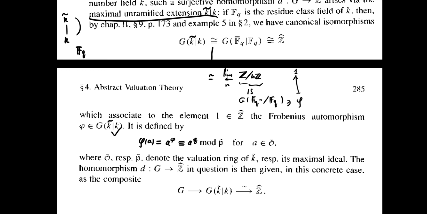The Frobenius is defined by raising to the q-th power. It is only when you quotient by the maximal ideal, where the local field has characteristic p, that you can do this. This is a morphism. If it is not of characteristic p, it's not a group homomorphism. You have to make sure that you have this right.